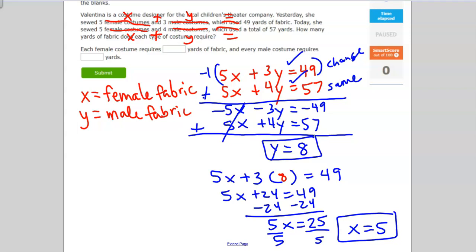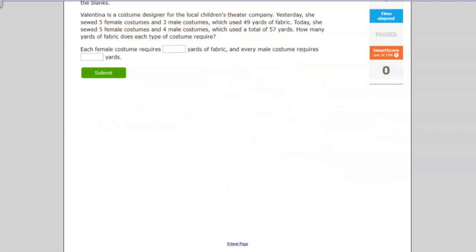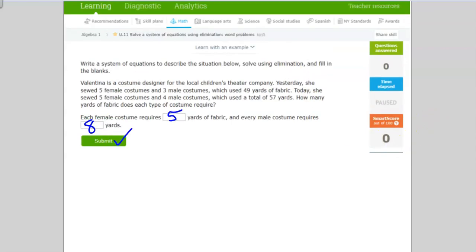So my answers are 5 and 8. Be sure to put them in the right boxes. So female is 5 and male is 8. So when you're typing them in on IXL, female is 5 and male is 8, and then click submit. Let's try one more.